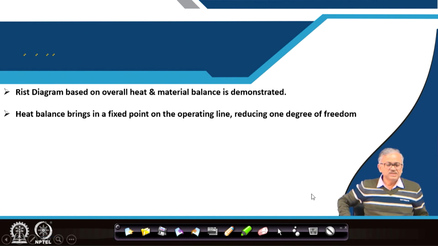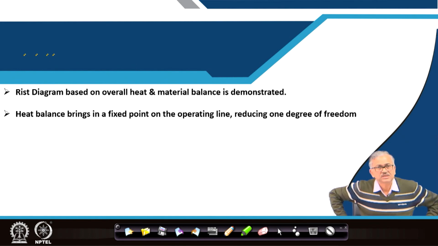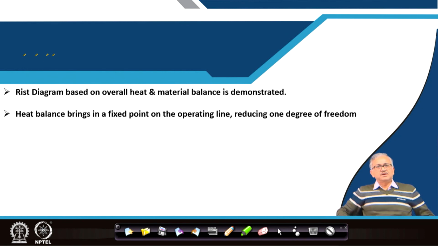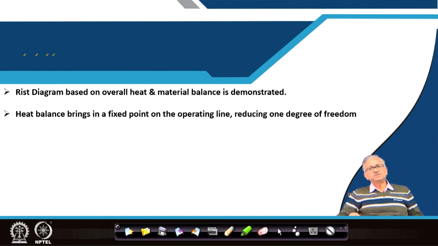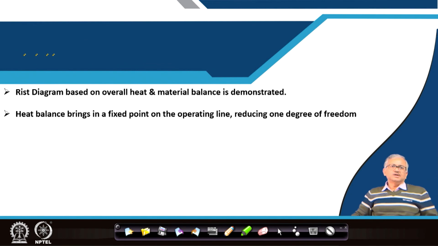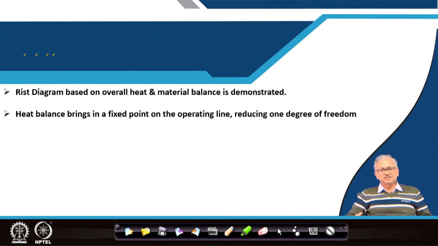So, the RIST diagram based on overall heat and material balance has been demonstrated, and we have seen that based on all the oxygen balance, we have 2 degrees of freedom. If we just introduce the heat balance also, we have reduced 1 degree of freedom. And so, this brings in a fixed point on the operating line called the thermal pinch point. So we are looking for another fixed point on the line such that the line becomes fixed and we can predict the optimum coke rate in the blast furnace.